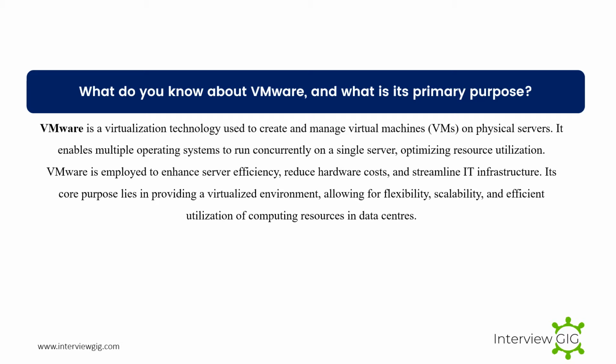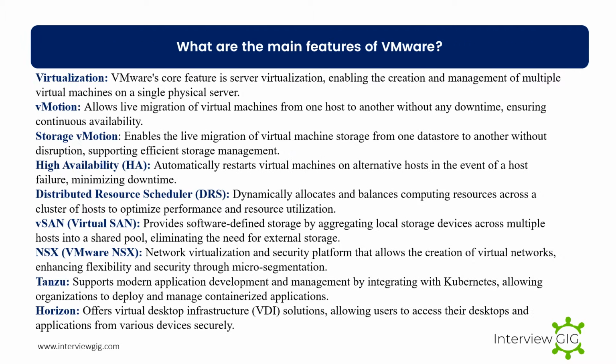Its core purpose lies in providing a virtualized environment, allowing for flexibility, scalability, and efficient utilization of computing resources in data centers. What are the main features of VMware? Virtualization. VMware's core feature is server virtualization, enabling the creation and management of multiple virtual machines on a single physical server. vMotion allows live migration of virtual machines from one host to another without any downtime, ensuring continuous availability.